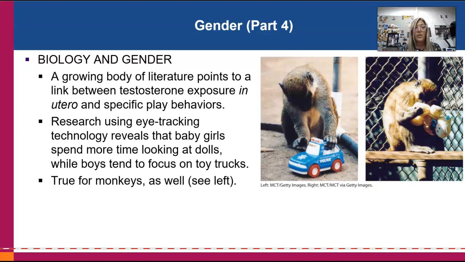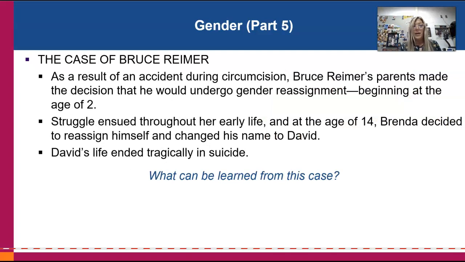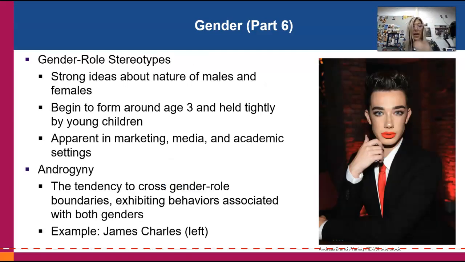So biology and gender: a growing body of literature points to a link between testosterone exposure in utero and specific play behaviors. Research using eye tracking technology reveals that baby girls spend more time looking at dolls, while boys focus more time on trucks. This is more of just a general finding. You can look at this in the book. Again, this follows in part of the vignette.